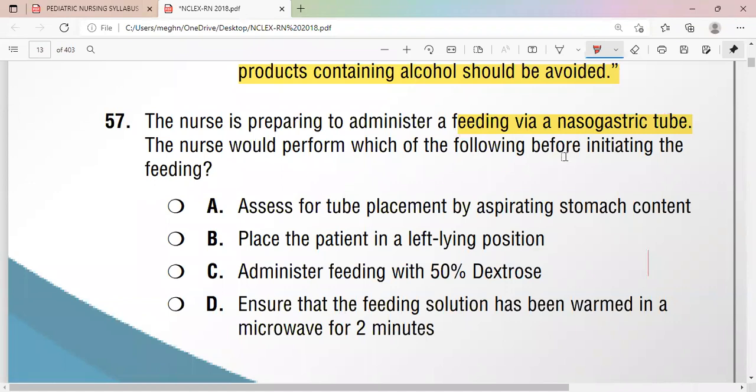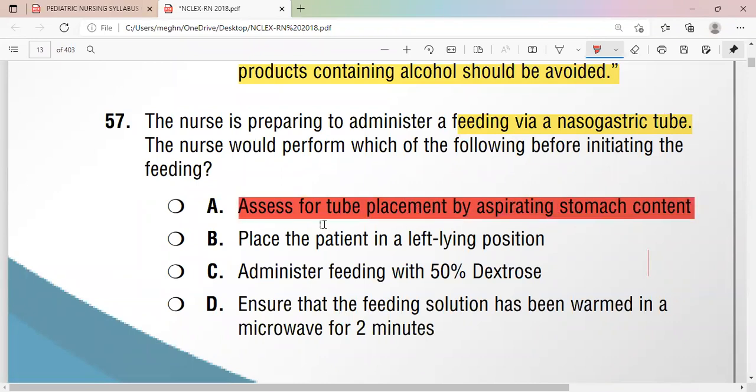So which would the nurse perform before initiating the feeding? Number A is the correct answer: assess the tube placement by aspirating stomach content. Why? Before beginning the feeding, an X-ray is often obtained to check the placement of the nasogastric tube. Or aspirating stomach content and checking the pH for acidity is the best method of checking for placement. If the content is acidic, it means the nasogastric tube is up to the stomach.